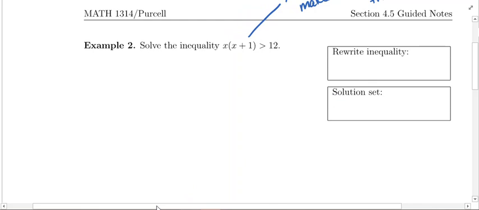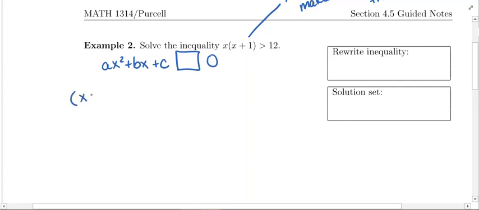Let's talk about what this rewrite inequality business is. I am going to have you rewrite the inequality to begin with. I want you to write it where one side is equal to 0. If you look at this inequality, both sides are non-zero. I want you to rearrange things. I also want you to multiply everything out so that it is in the format ax squared plus bx plus c, then your inequality symbol, and then 0 on the other side.